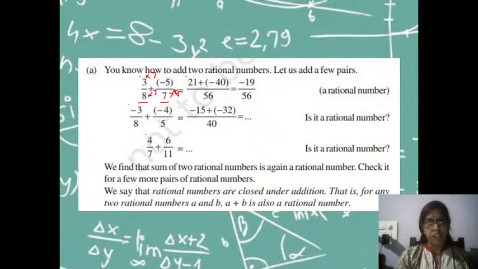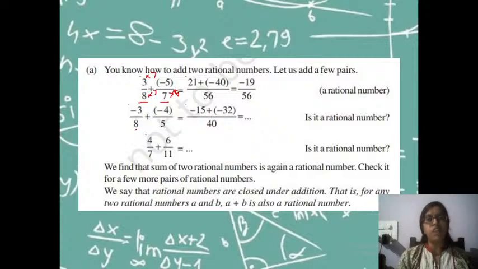Now again we are doing the calculation there. Which is the highest number here? 40. Which sign is it in? Minus sign. So we take the minus sign and we get the difference, that is 19 by 56. So it is a rational number. Next, let us see the next sum: minus 3 by 8 plus minus 4 by 8.